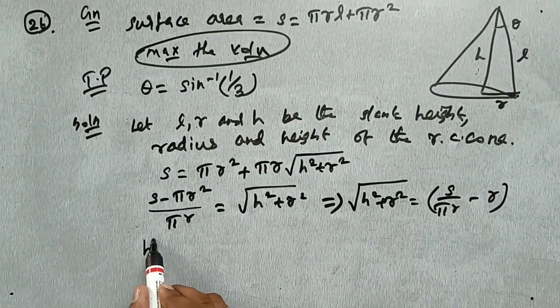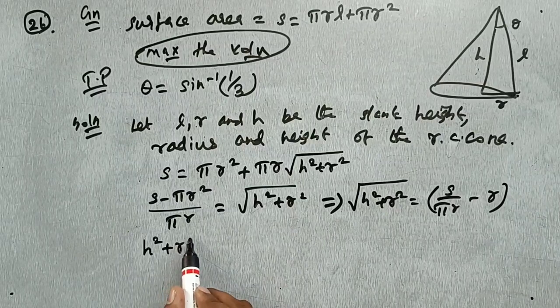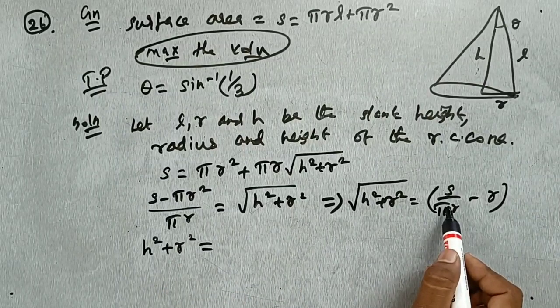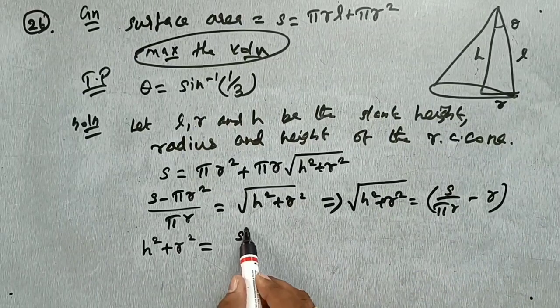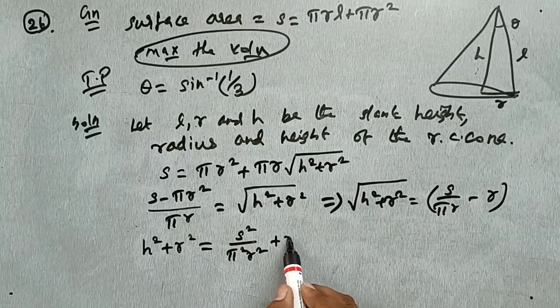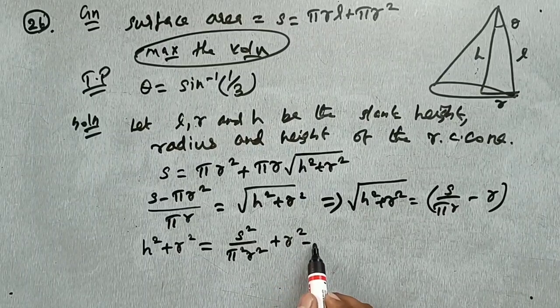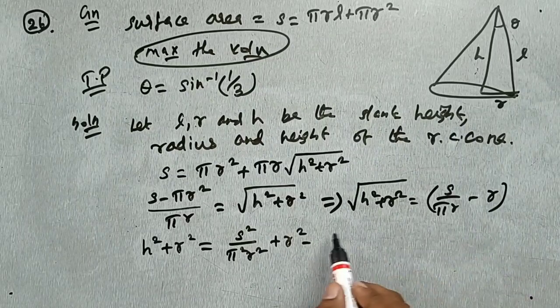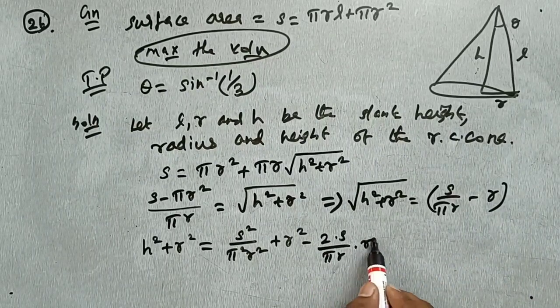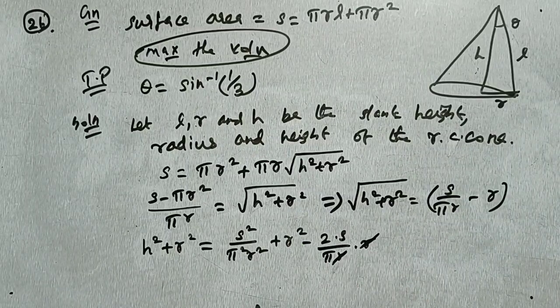So squaring both sides, we will get R square plus H square, or H square plus R square, equal to, use the (A minus B) whole square formula. So A square means S square by pi square R square, plus R square, minus 2AB, so minus 2 times S divided by pi R into R. So these two will get cancelled, and we will get this alone remaining.